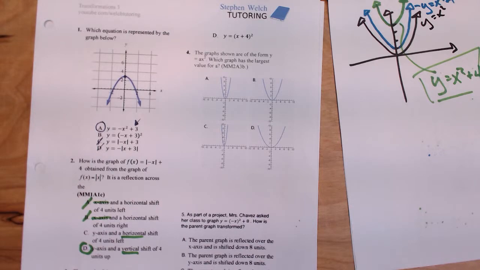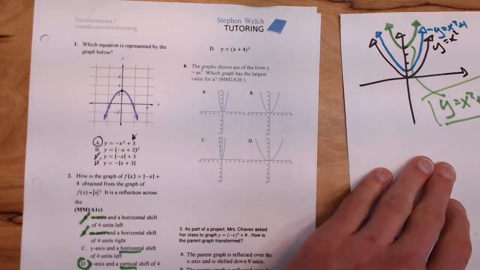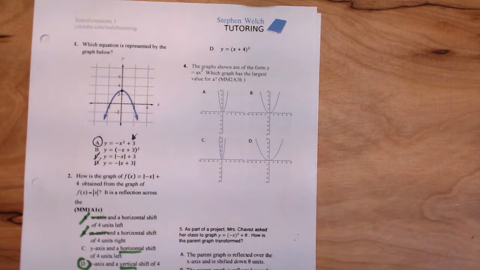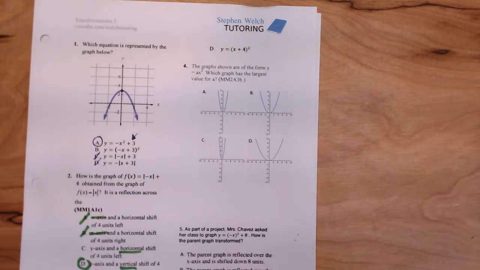All right, question 4 says, the graphs shown are of the form y equals ax squared. Okay, so what they're trying to tell you is that now we're multiplying our equation by a number. So if we multiply our equation in transformation land, we need to know that multiplying is either going to be an expansion or a compression. Our graph's either going to get wider or narrower.